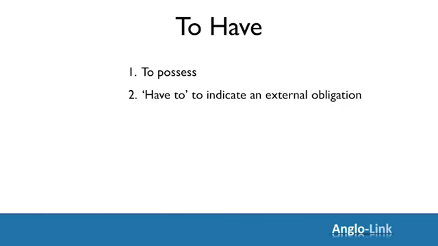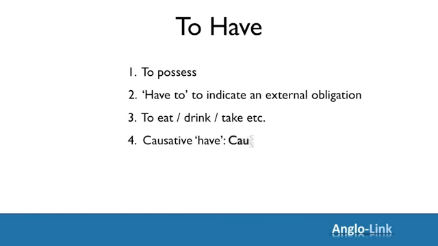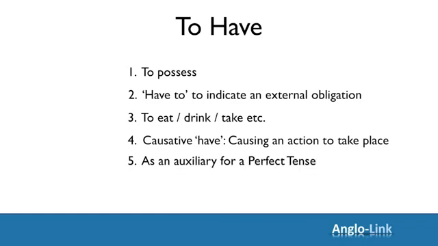Right then, the verb to have. As I mentioned earlier, to have has several meanings. As a main verb, its main meaning is to possess. If we add the word to it, have to indicates an external obligation. It also replaces other main verbs such as eat, drink, and take. Then we have the causative have, which is causing an action to take place. And finally, it is also an auxiliary to formulate a perfect tense. So let's start with the first meaning, to possess.